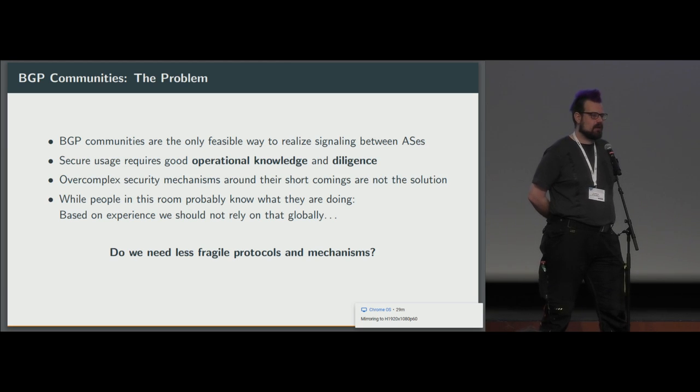So the question is, do we still can rely on, or do we still want protocols that allow people to make mistakes that will break other people's network? Or do we need an evolution in protocols here that are less fragile and more usable to prevent people from shooting themselves and others in the foot?